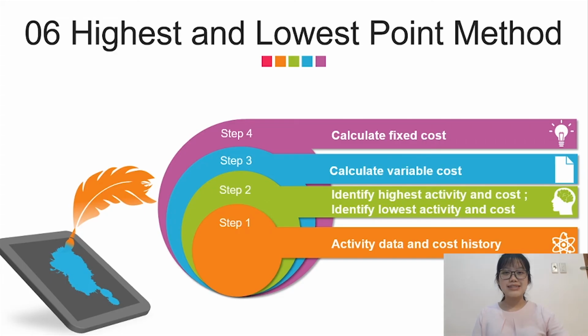The second method is quite easy, which is the highest and lowest point method. All you have to do is collect the activity data and cost history, and then identify the highest and the lowest activity and cost, and then calculate the variable cost and also calculate the fixed cost, where in the end you will make an equation.